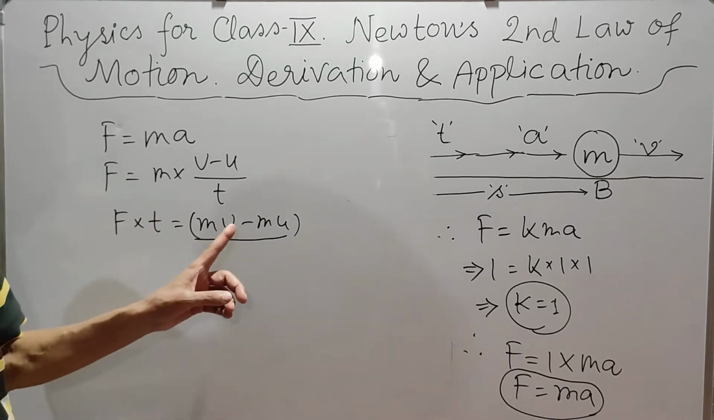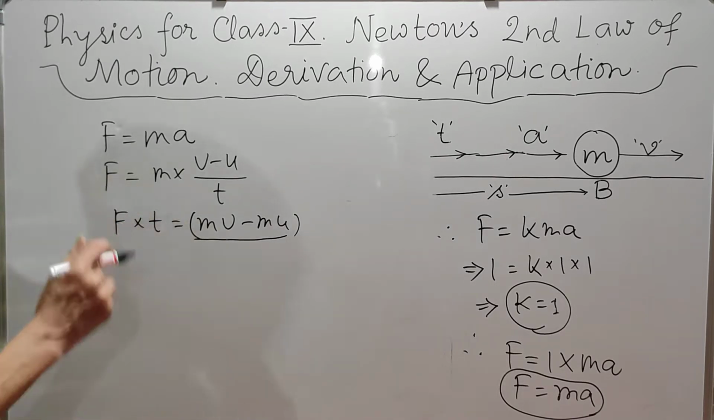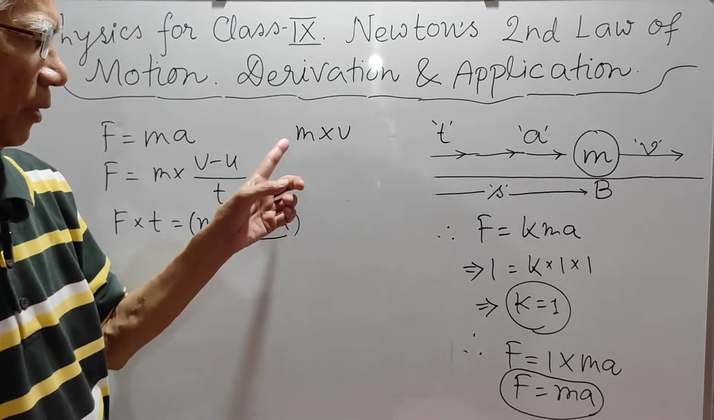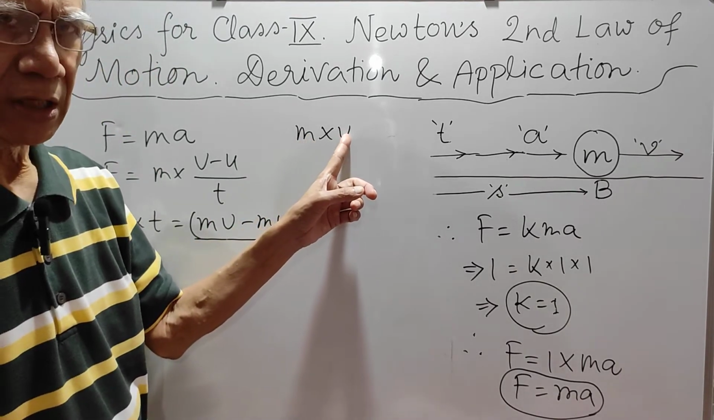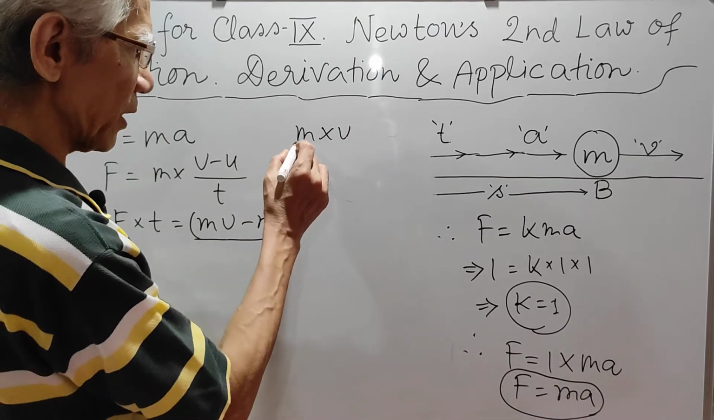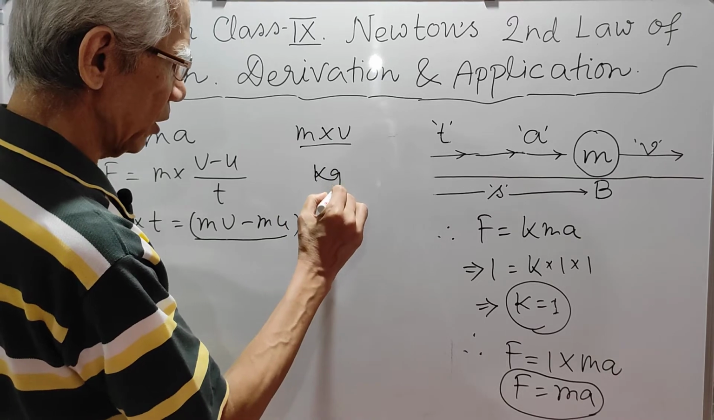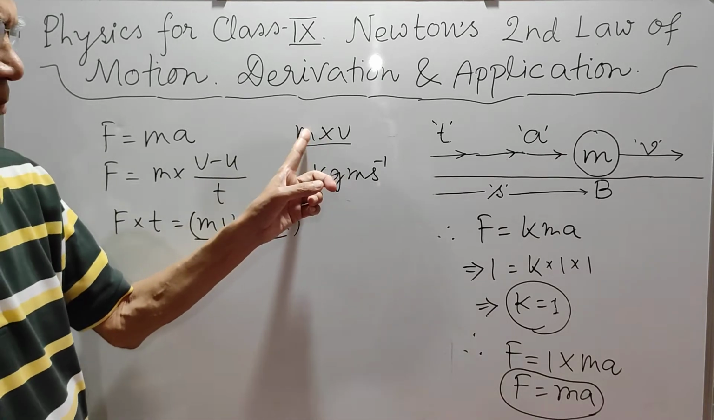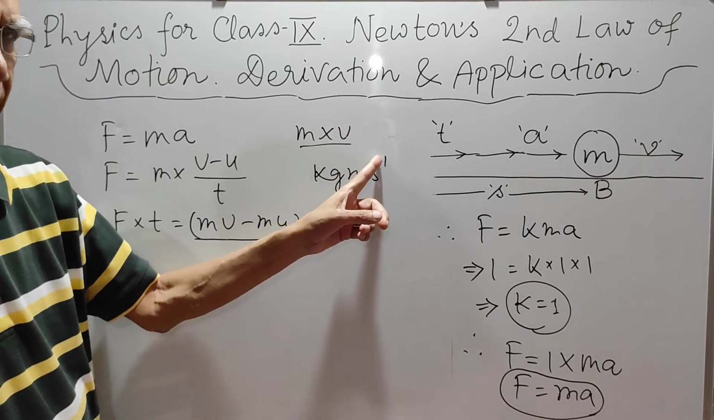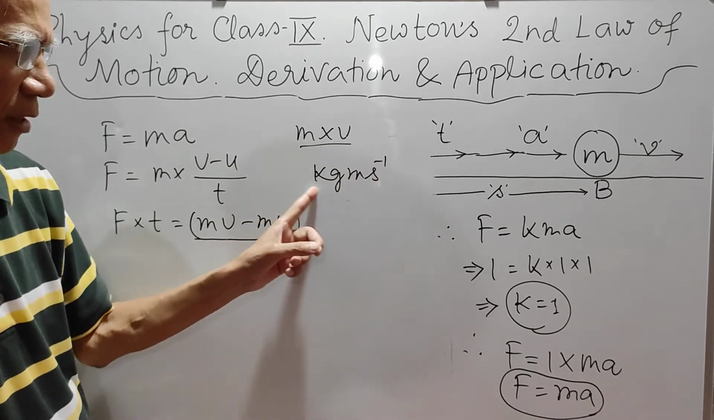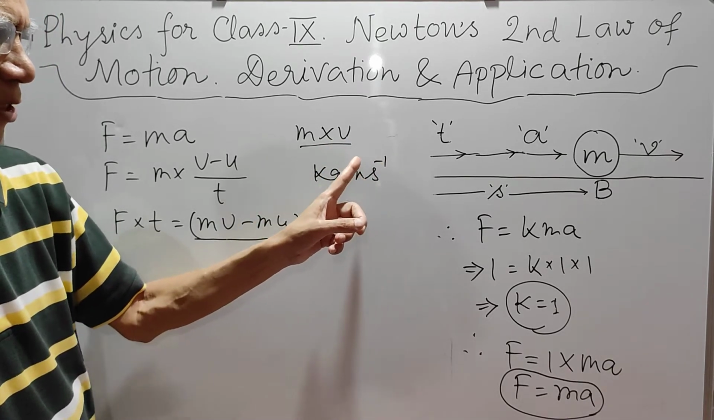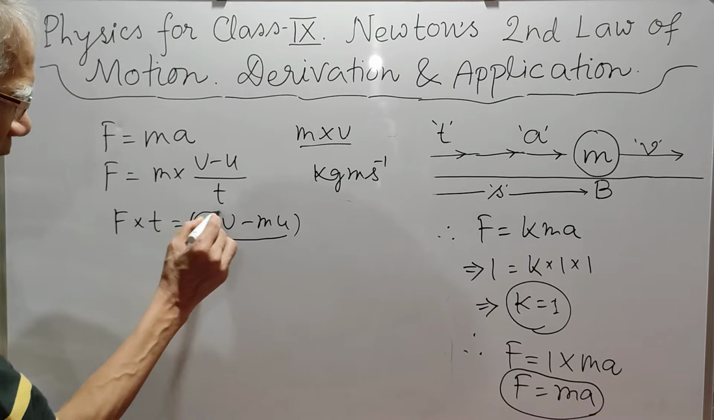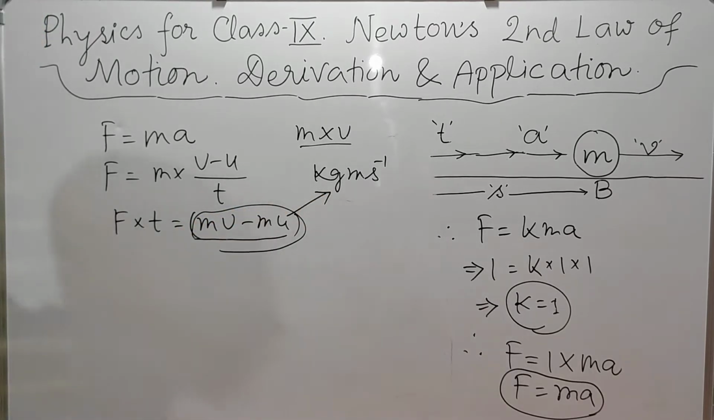Okay. Now coming to the SI unit. Now you see, what is the SI unit of momentum? Momentum is mass into velocity. SI unit of mass is kg. SI unit of velocity is meter per second, isn't it? Therefore, what will be the SI unit of momentum? Kg meter per second. Mass is kg, velocity is meter per second, m s to the power minus 1. So kg m s minus 1. This is the SI unit of momentum.